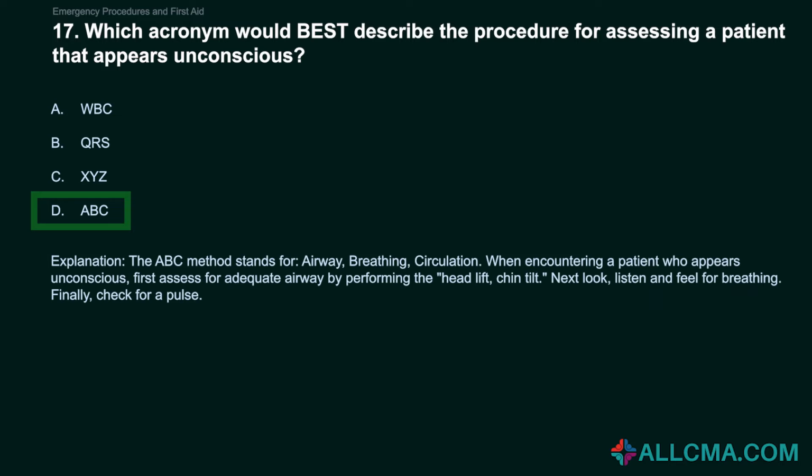ABC. The ABC method stands for airway, breathing, circulation. When encountering a patient who appears unconscious, first assess for adequate airway by performing the head lift, chin tilt. Next look, listen and feel for breathing. Finally, check for a pulse.